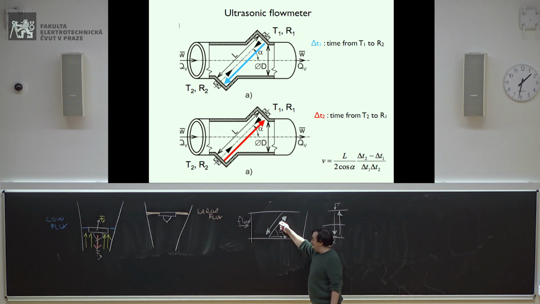But if there is an angle which is not 90 degrees but somewhere in the middle, then you have a component of the velocity which can be either in the same direction or opposite to the direction of the flow.